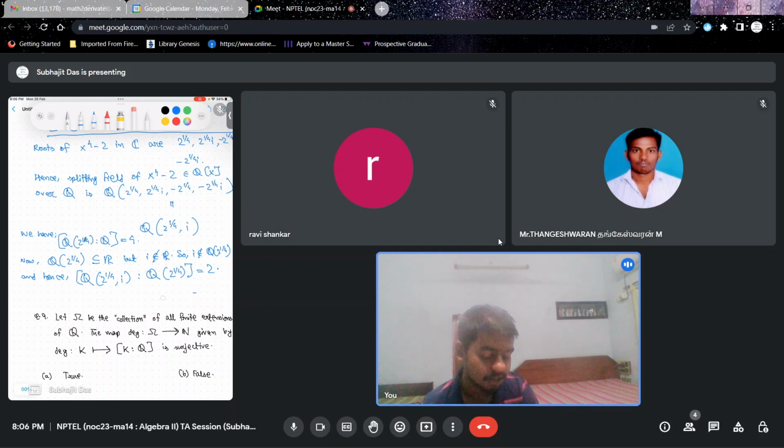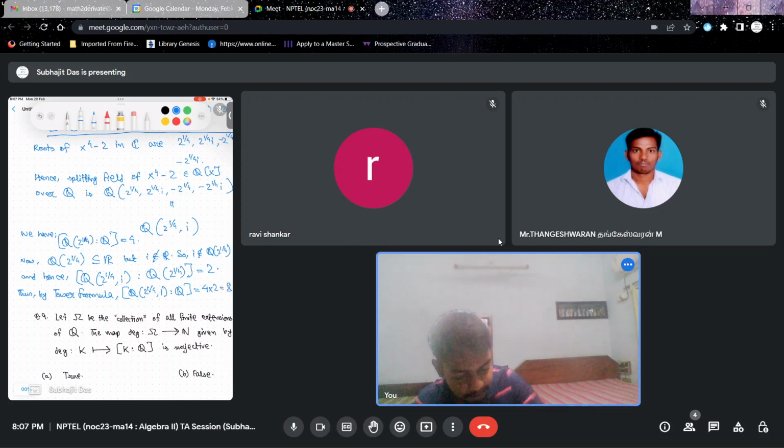So i cannot satisfy a linear polynomial over Q adjoined with 2 to the power 1 by 4, which in other words means that i should satisfy a quadratic polynomial. That is, the degree will not just be at most 2, it will be exactly 2. It cannot be equal to 1. Okay. Thus by the Tower theorem, or Tower formula, whatever you call it, the degree of Q adjoined with 2 to the power 1 by 4, comma i over Q is exactly equal to 4 times 2, which is 8.